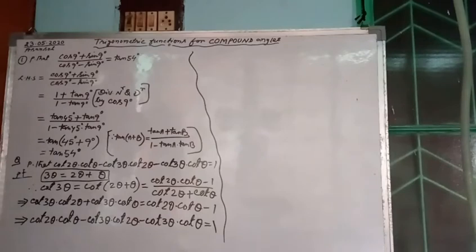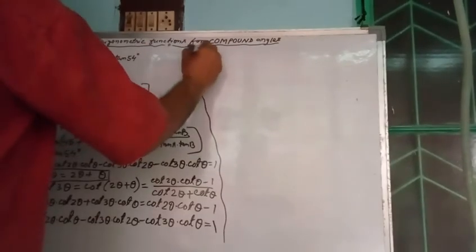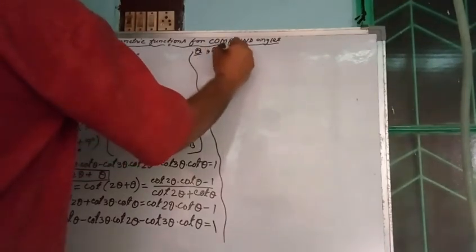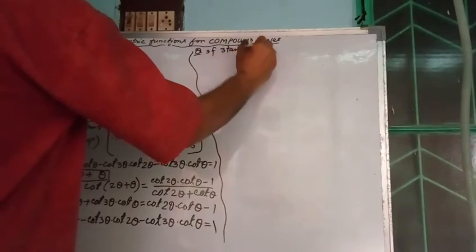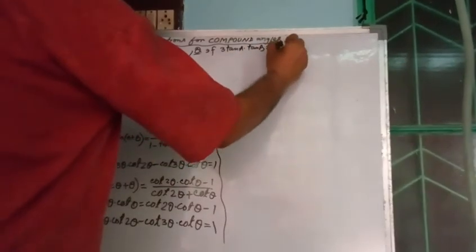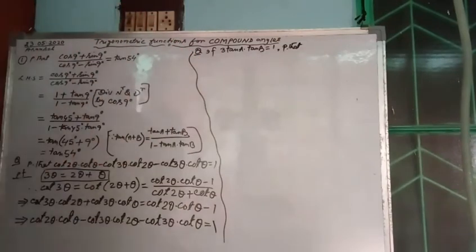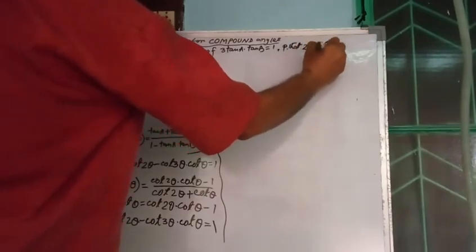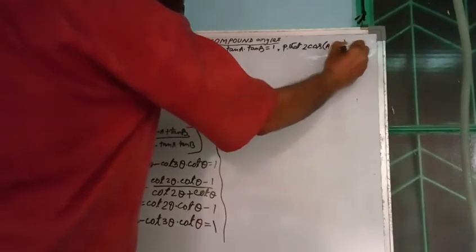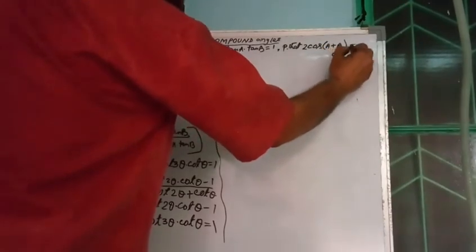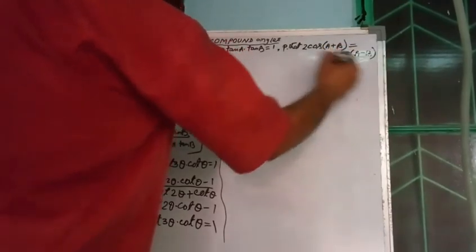Next question is, if 3 tan A tan B is equal to 1, prove that 2 cos(A+B) is equal to cos(A-B). We have to prove this.